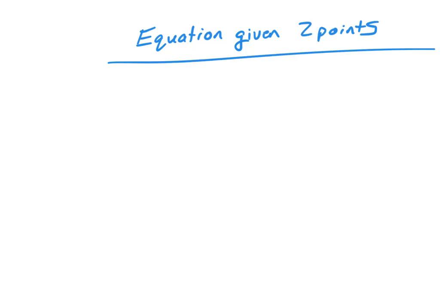Okay, on this next one, we're going to write an equation given 2 points. So for this one, we're not going to have the slope or have a special situation given to us. I'm going to give you 2 ordered pairs.